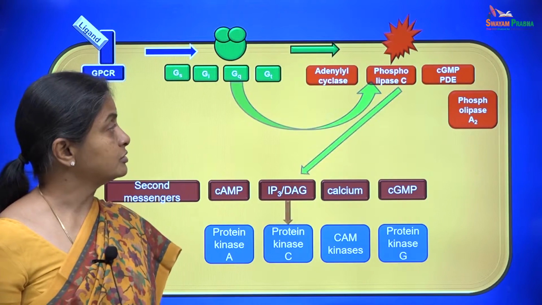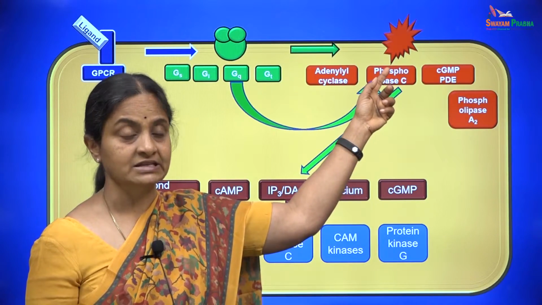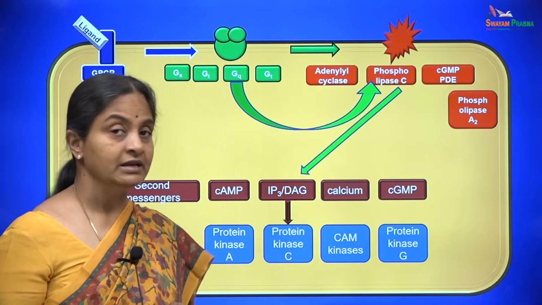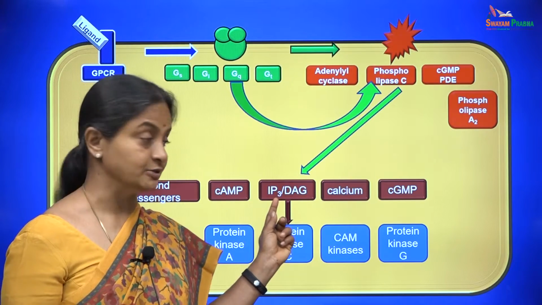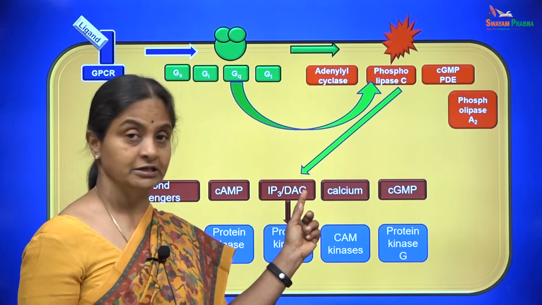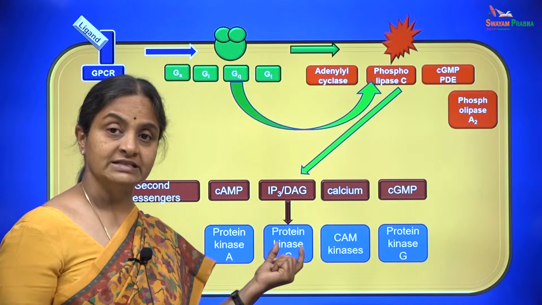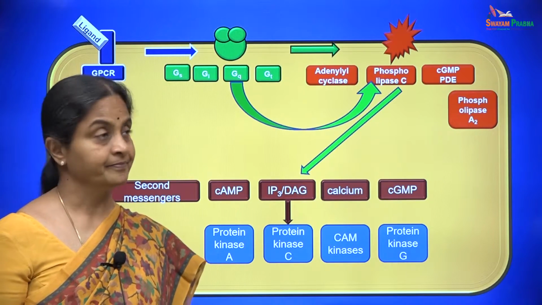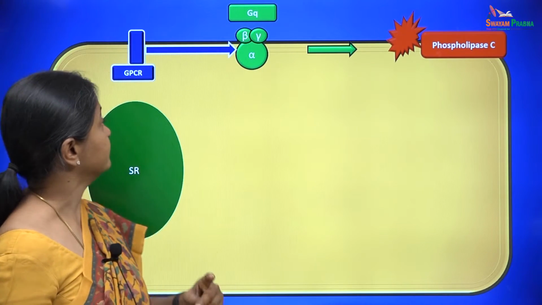The GQ subtype of G-protein activates the membrane enzyme phospholipase C, which increases the levels of inositol triphosphate in the cytoplasm and diacyl glycerol. Ultimately, protein kinase C is activated. So how does this happen?